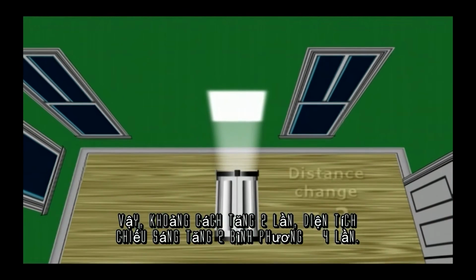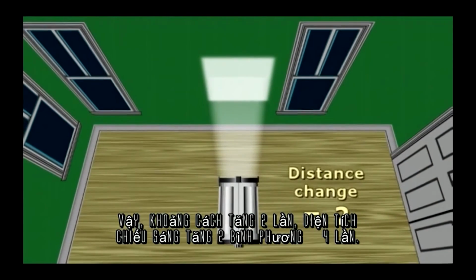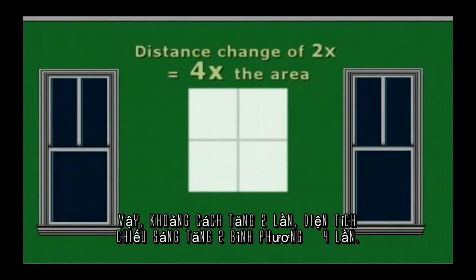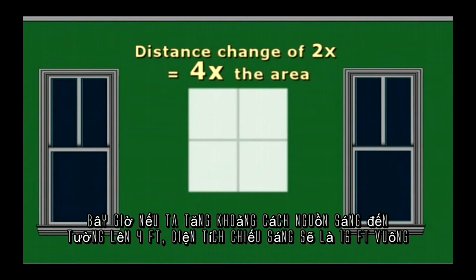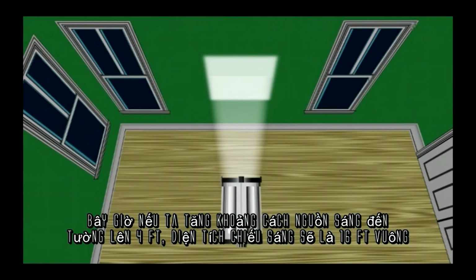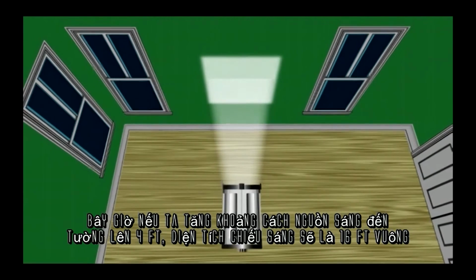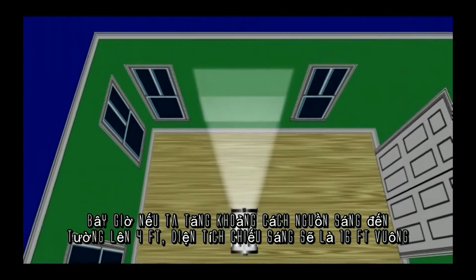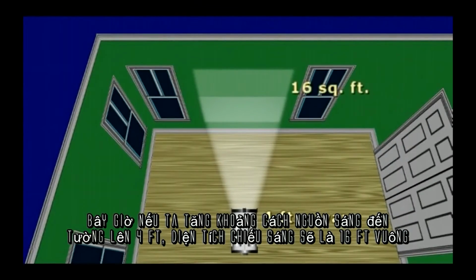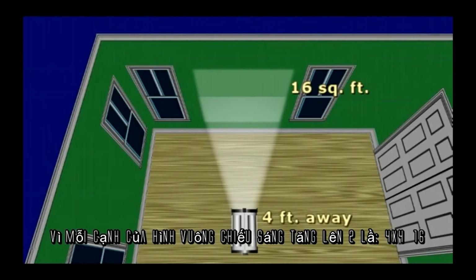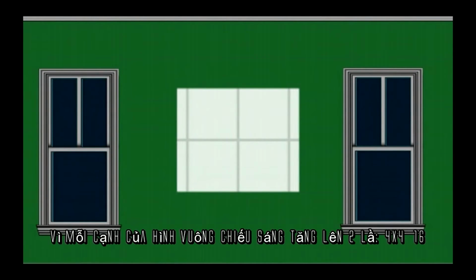That's the relationship. I've increased the distance by 2, I've increased the area by 4 because 4 is 2 squared. Now, if I double the light again, I'm at 2 feet now. If I go to 4 feet, now the area that I'm lighting up is now 16 square feet. It's 4 foot wide. We've doubled the width and the height. So now the area is 16 square feet of illumination from this light that we've just doubled the light source. So I doubled again, and it's now 4 times as much area.